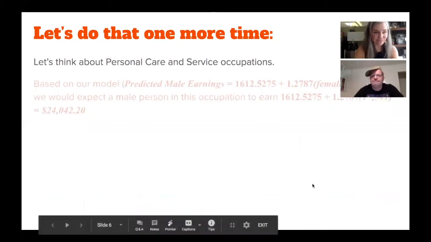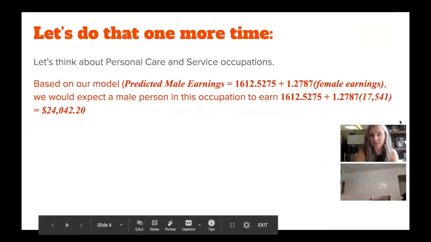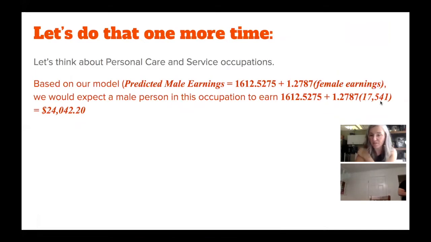So here's what we've got. Based on our model, predicted male earnings, same model. This time, this occupation, which was the personal care and service, our females earned on average $17,541.